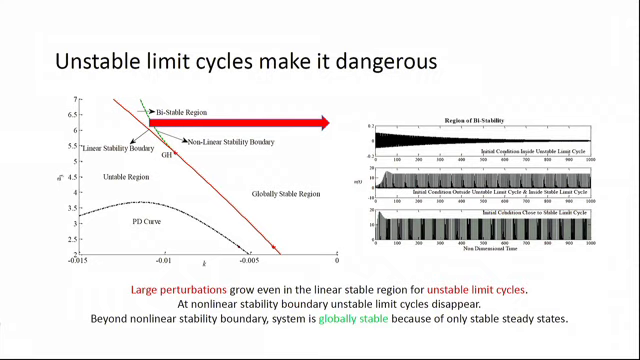So what I did, I plotted a nonlinear stability boundary at which the unstable limit cycle disappears, and this region is considered by nuclear engineers as safe, but I consider it unsafe because of the unstable limit cycle, and this region is stable, and beyond it we are in a safe zone.